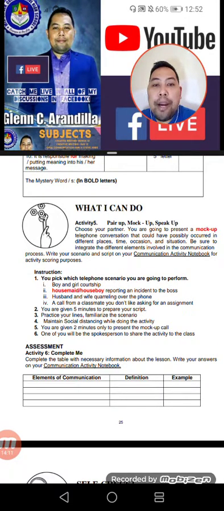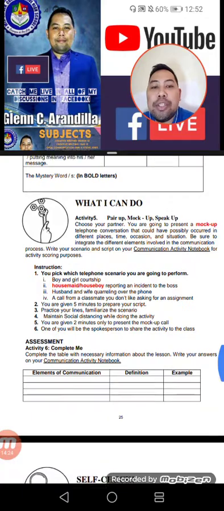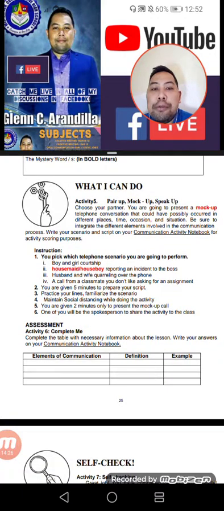Activity 5, pair up, mock up, speak up. Choose your partner. You're going to present a mock up telephone conversation that could have possibly occurred in different places, time, occasions, and situations. Be sure to integrate the different elements involved in the communication process. Write your scenario and script in your communication activity notebook.